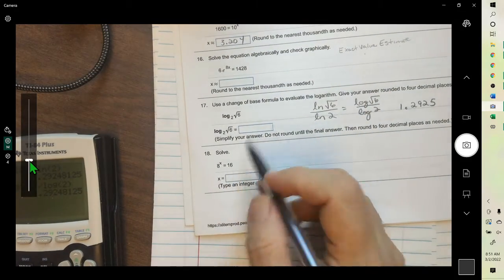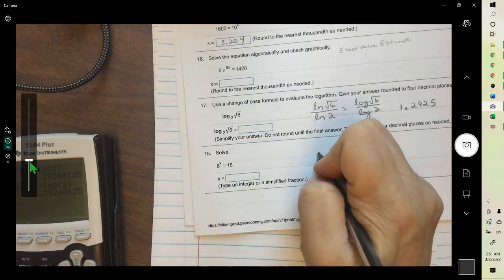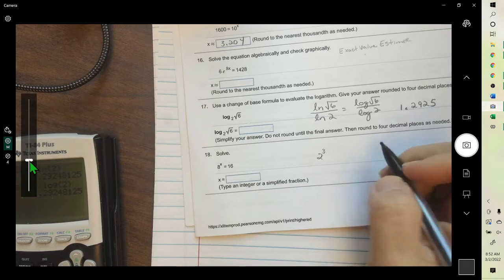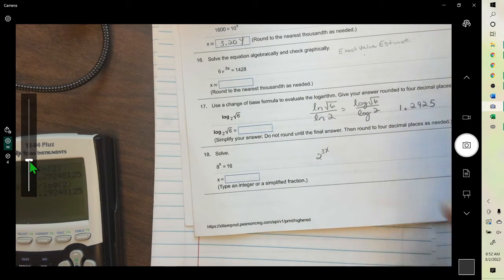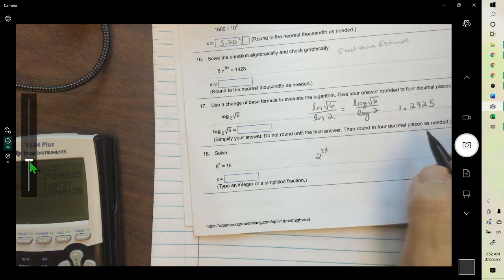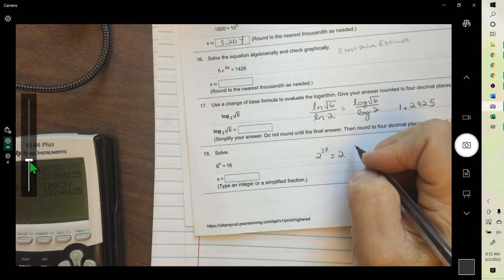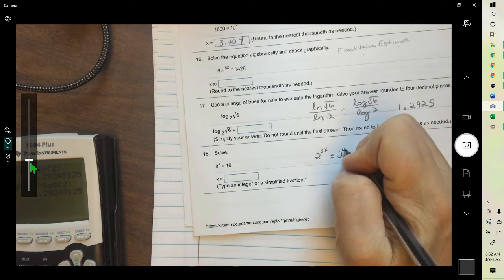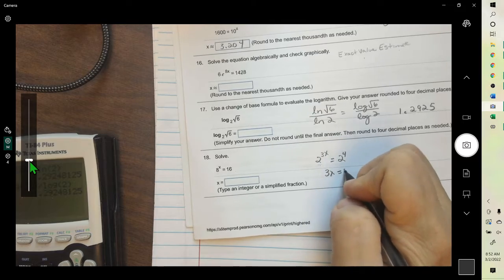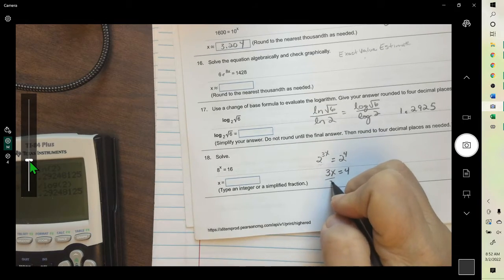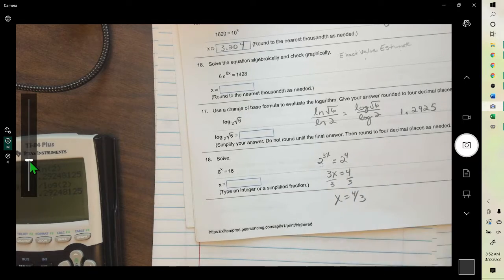These two, similar to same base as we did before, 8 can be written as 2 cubed, and an exponent to an exponent is multiplied, so it would be 2 to the 3 times x. And 16 is 2, 4, 8, 16, 2 to the 4th. Now we have the same base. 3x equals 4. Divide by 3. x equals 4 thirds.